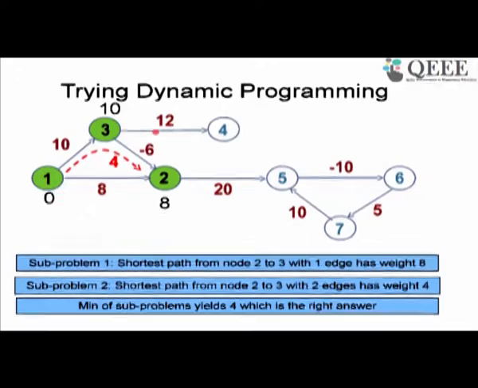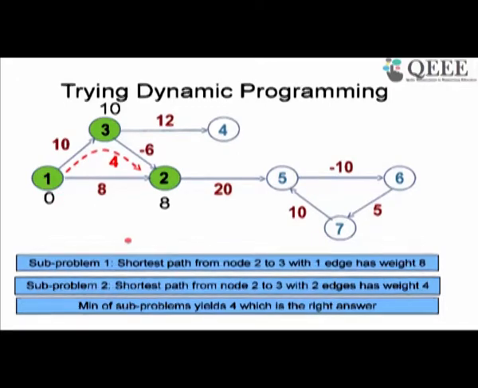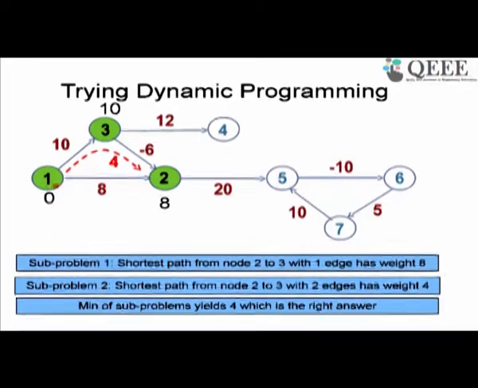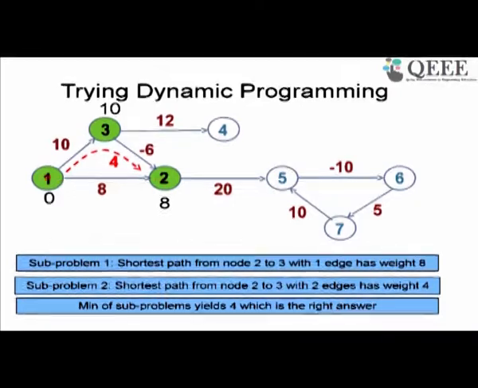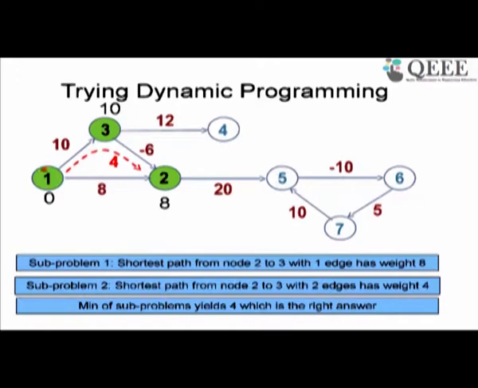So how do I do dynamic programming on this particular example? I found the shortest path from 1 to 2 with one edge. Dijkstra finds it for me. 1 to 2 with one edge, right? With Dijkstra itself, with greedy itself I found it. 1 to 2 with two edges, basically at most two edges, remember. So I have two ways of going from 1 to 2 with at most two edges. One is directly, which has weight 8, and another is via 3, which has weight 4. So the shortest path with at most two edges between 1 and 2 has weight 4.